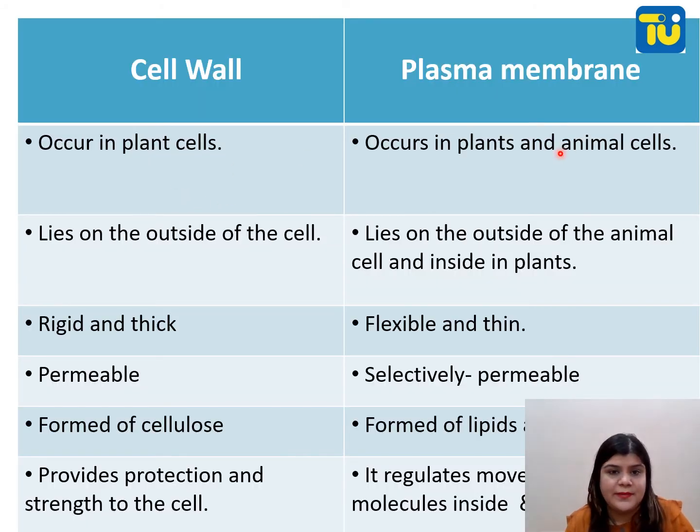Cell wall and plasma membrane. Occur in plant cell, occur in plants and animal cell. Lies on the outside of the cell, lies on outside of the animal cell, inside of the plant cell, and after the cell wall. Rigid and thick, flexible and thin, permeable, selectively permeable. Forms of cellulose, forms of lipids and proteins. Provides protection and strength to the cell. It regulates movement of the molecules inside and outside the cell.